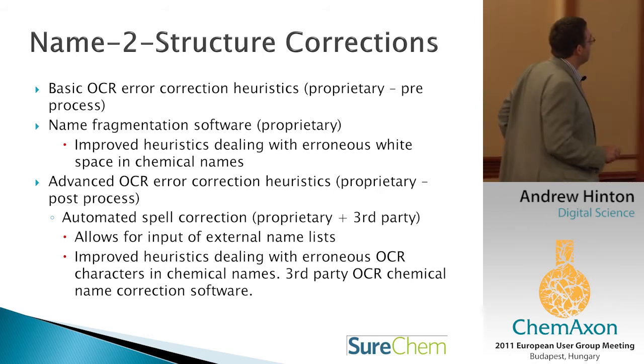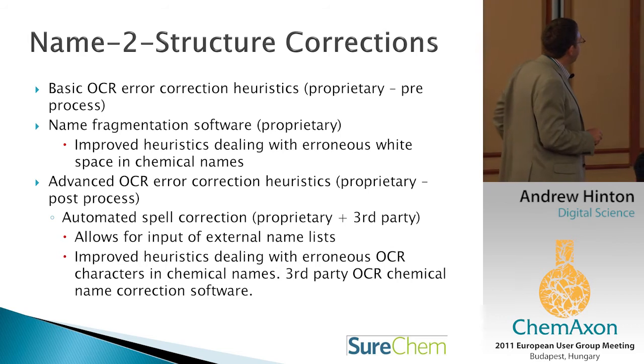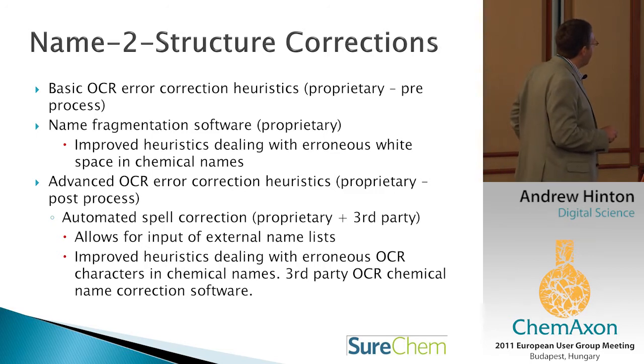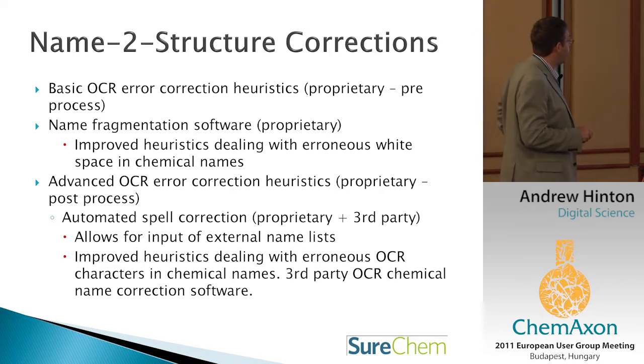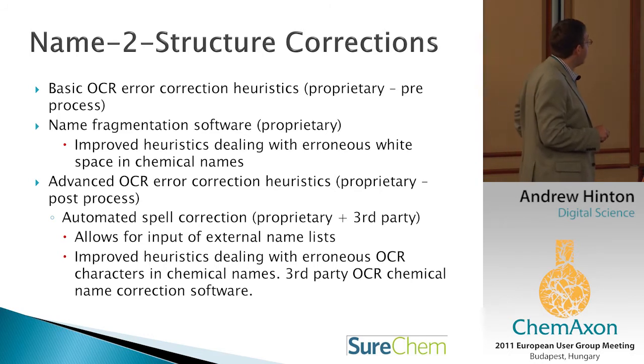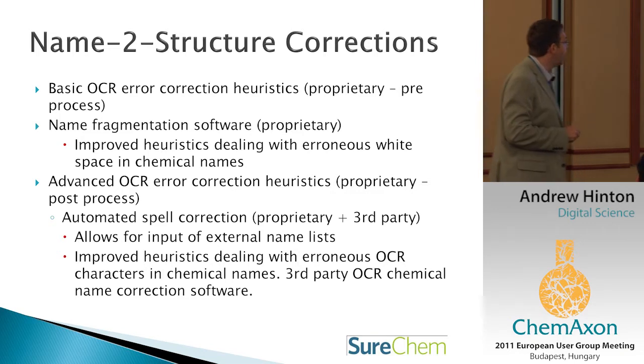So we've developed some name-to-structure correction heuristics. These basically involve both proprietary and third-party pieces of software that have been arranged such that we're able to, first of all, deal with the name fragmentation, the insertion of erroneous white space into the chemical names.